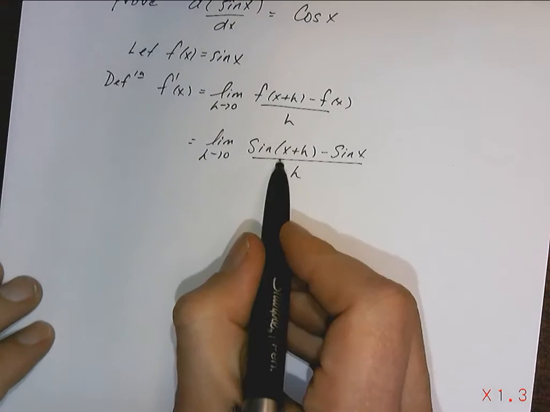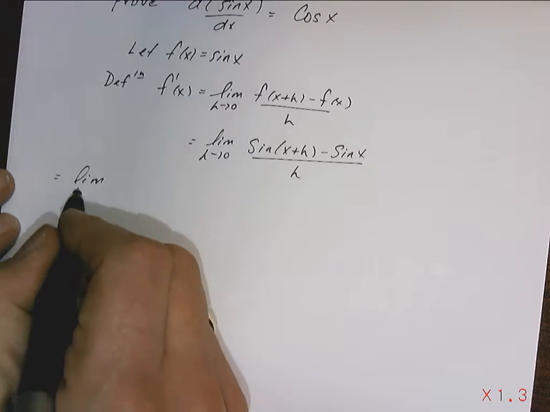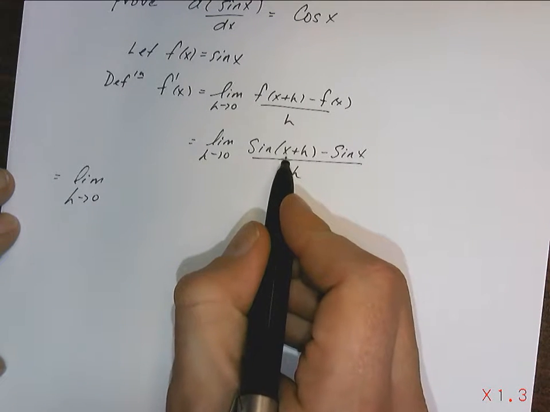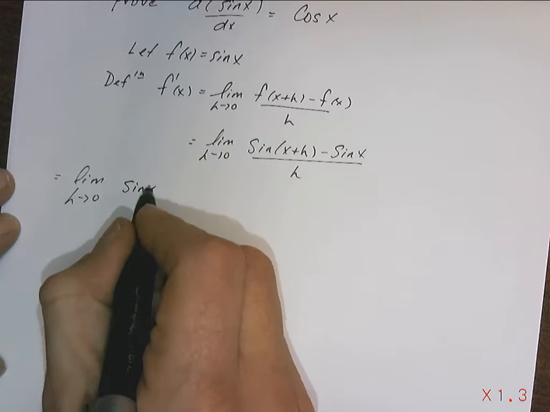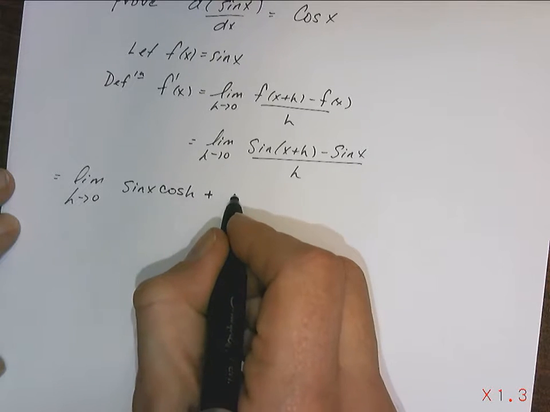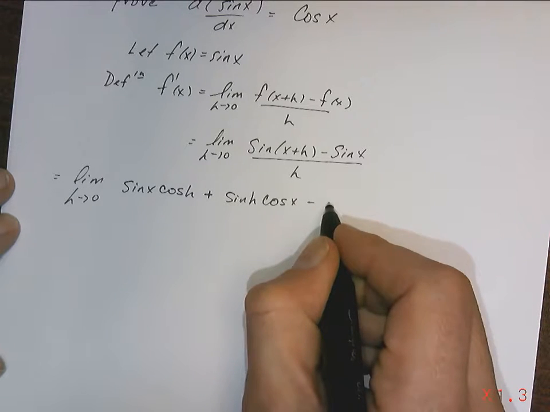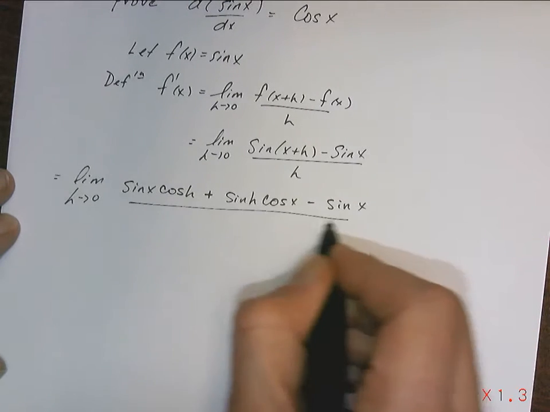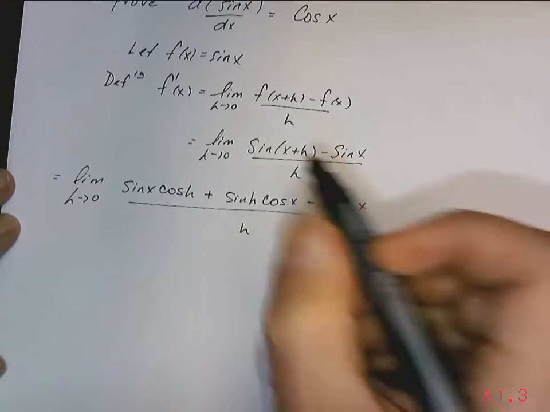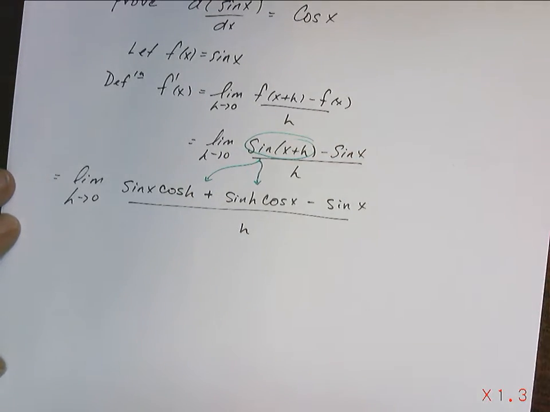What we have then is, I'm going to make some room here. This is the double angle formula. So I'm going to use the limit as h approaches 0 of sine of x plus h, which will be sine x cos h plus sine h cos x, minus sine x, over h. So what just happened there was I did a double angle formula on this puppy to get these two terms.